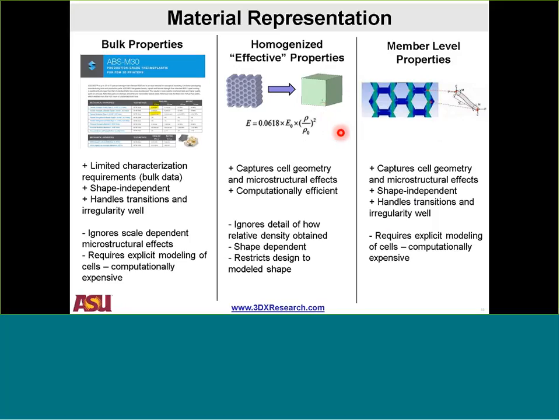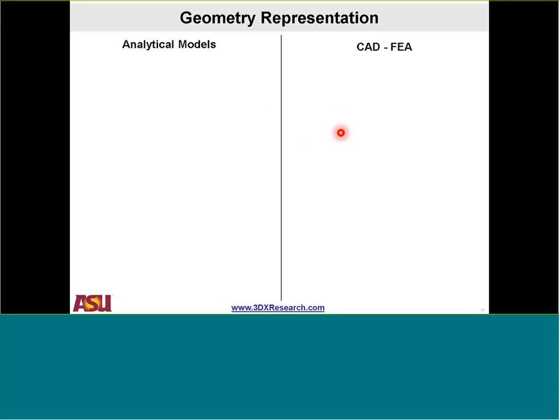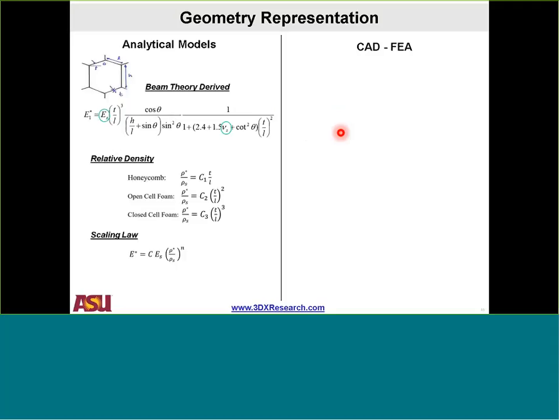So if you have an FEA code, it needs to know modulus, Poisson's ratio, yield stress, etc., depending on how sophisticated your model is. And these are 3 ways of getting those properties. The second aspect is geometry, and this is quite straightforward. You can use analytical models. We get a lot of insight from them.